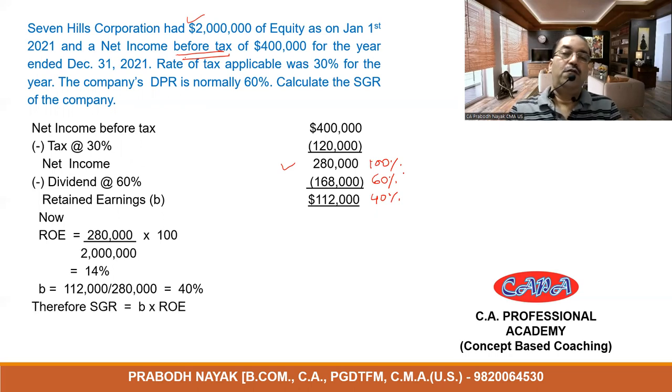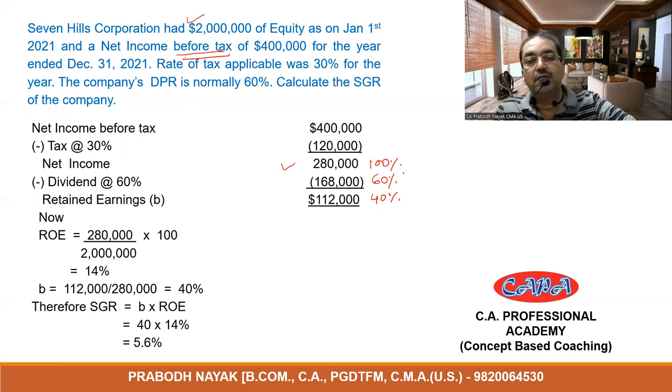Therefore, SGR is equal to B, the retention ratio, into returns on equity. That is equal to 40% into 14%. That comes to 5.6%. Clear? Simple question. Only equity is there.